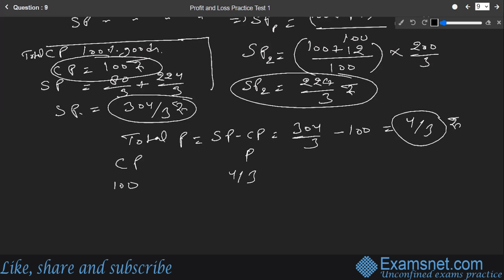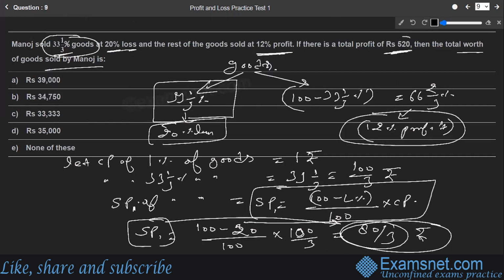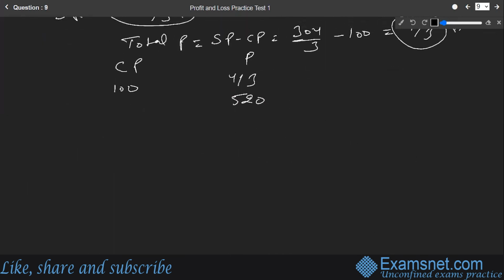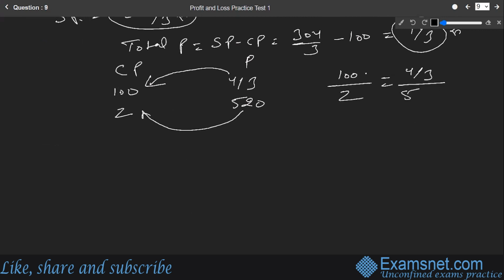Now he says the profit is 520. The ultimate profit mentioned in the question is rupees 520. So we can relate it like this: if there was a profit of 4 by 3 rupees, the cost price was 100. If there is a profit of 520 rupees, how much should be the cost price? We can relate it by ratio and proportion. Let's say the cost price is Z. So we can relate the ratio as 100 over Z equal to 4 by 3 over 520.